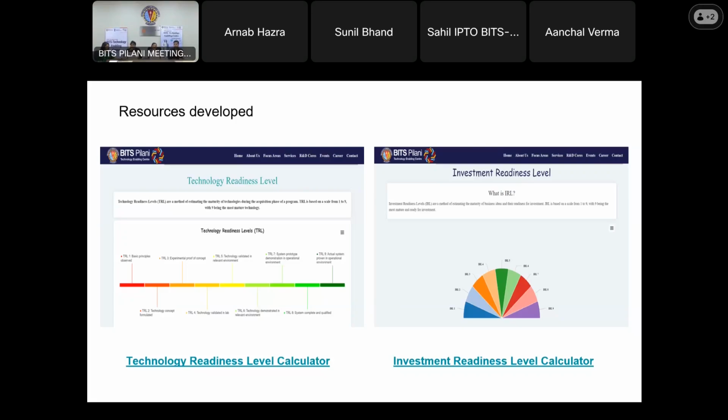Basically, you have to answer some questions in a yes or no format, and the calculator will assess your technology readiness level. In the same way, there is an investment readiness level calculator also. To assess the investment readiness level for your technology and its business potential, you can access this investment readiness level calculator.